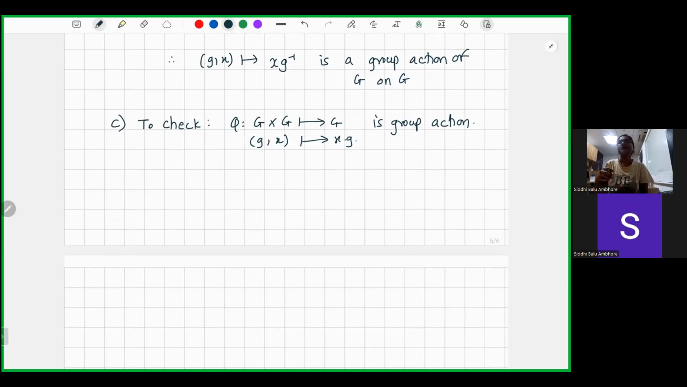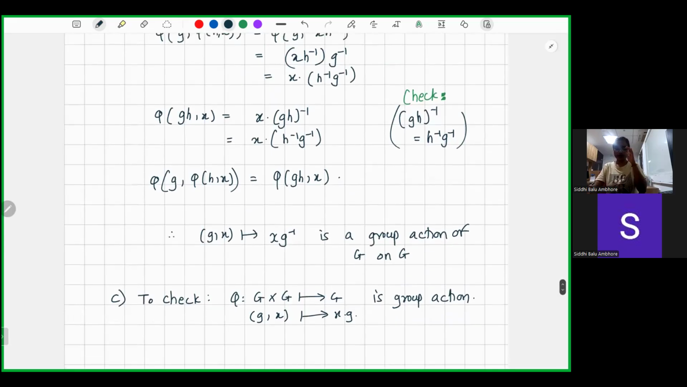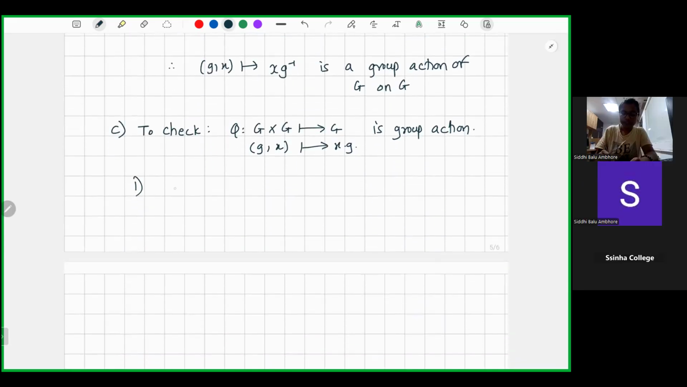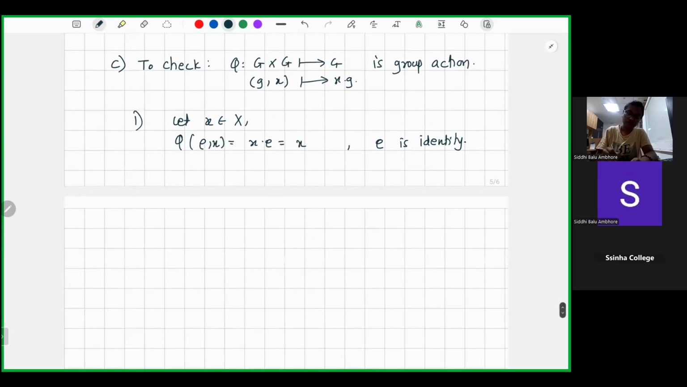I mean, this might look very trivial, but it is very important to see how G acts on itself. Okay, and the first one is again, let x in X. So what is phi of (e, x) then? It is x into e, which is x because my e is identity, and that's not a problem here.